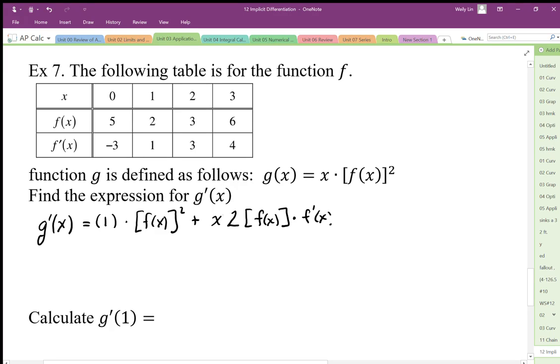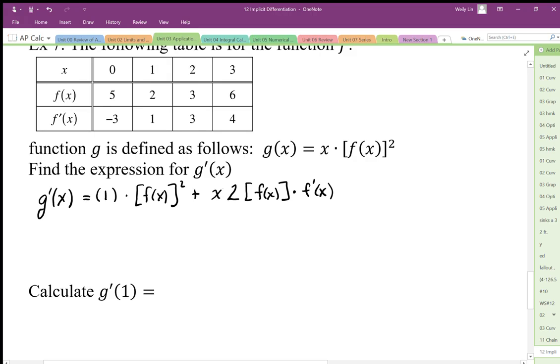Okay, so there it is. There's our derivative in terms of f of x. Okay, well, and that's it. That's all we do, because now this is described in terms of our notation. Okay? So we need to calculate g prime of 1. Well, we just need to plug our values into here.